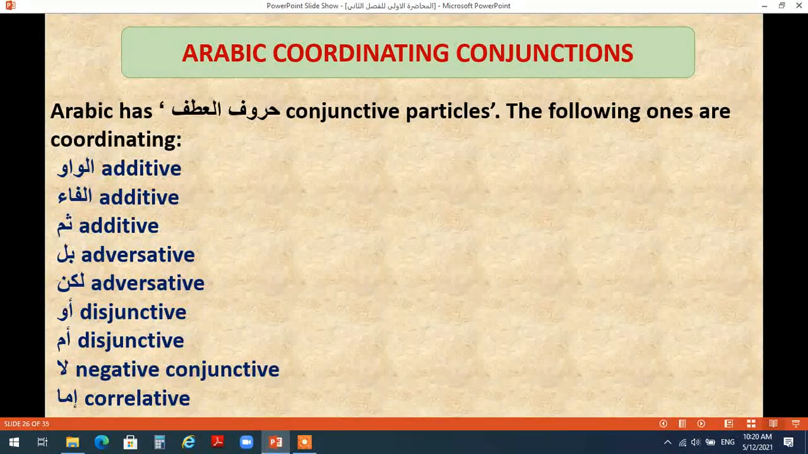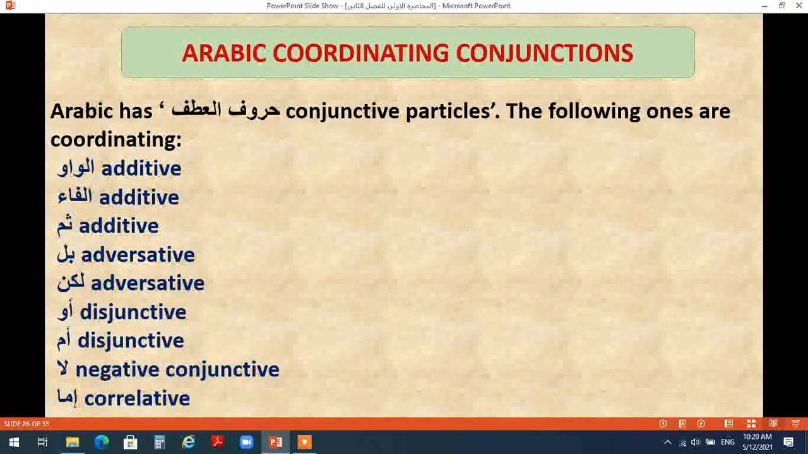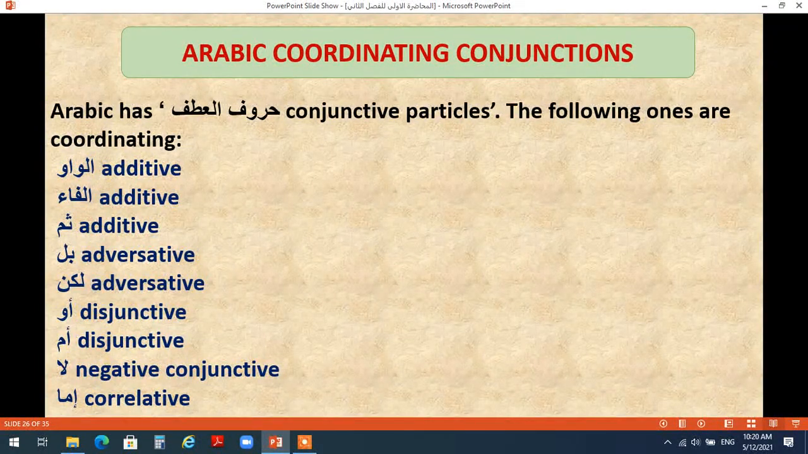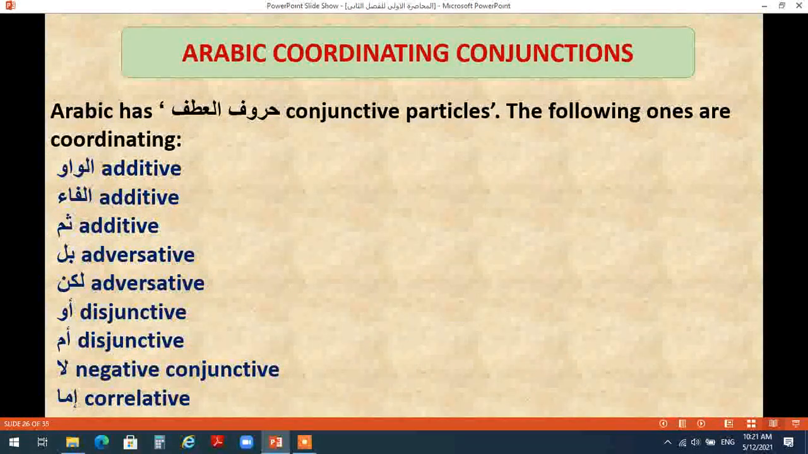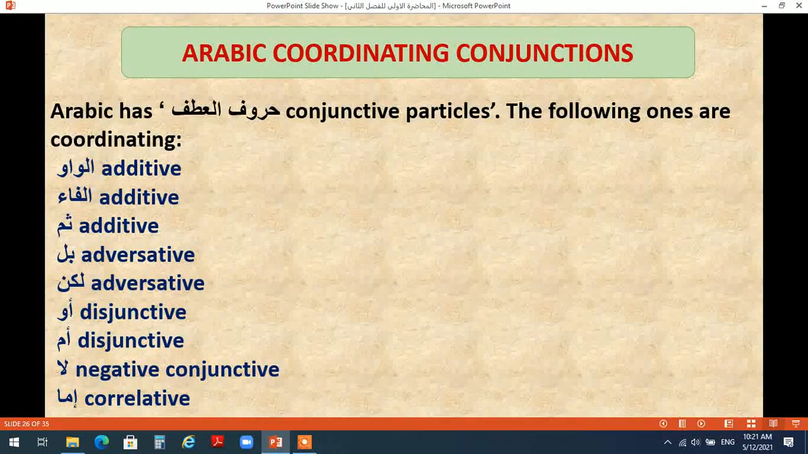ما بين الكلمات أو العبارات أو الجمل. The following ones are coordinating. تلاحظون هذه الأدوات الموجودة أمامكم كلها عبارة عن أدوات ربط تناسقية أو coordinating conjunctions. تشمل هذه الأدوات الواو which is an additive أو بها معنى الإضافة، الفاء أيضا تدل على الإضافة، ثم أيضا تدل على الإضافة، بل it has an adversative meaning معنى استدراكي، لكن أيضا it has an adversative meaning معنى الاستدراك، أو it is a disjunctive تدل على خيارات، أم أيضا disjunctive وتدل على وجود خيارات، لا is a negative conjunction إذا أداة ربط للنفي، إما is a correlative coordinator يعني تستخدم مثلا نقول إما أو، إما وإما، تستخدم كزوج من الكلمات.